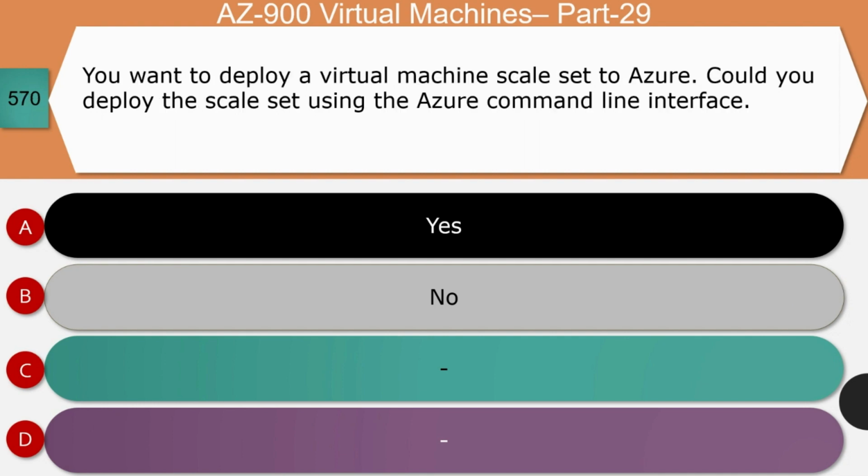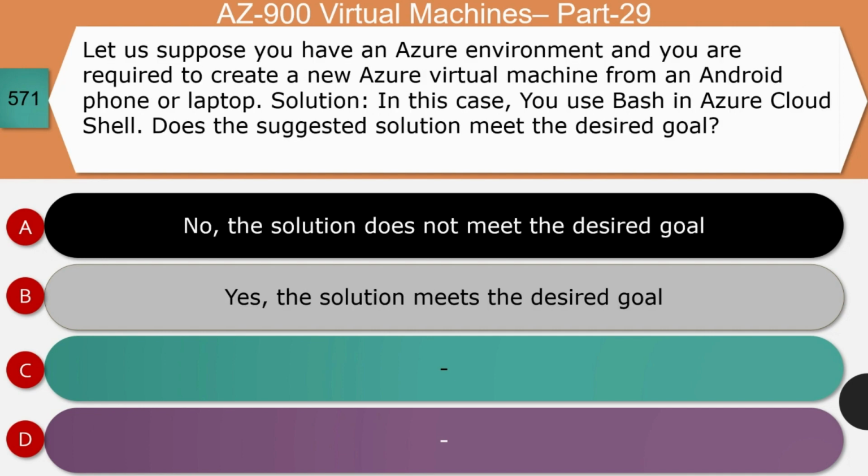Next question, you want to deploy a virtual machine scale set to Azure. Could you deploy the scale set using Azure command line interface, that is CLI? Is it yes or no? The right answer for this question is yes. You can use CLI. Let's see the reason. Azure command line interface, otherwise called CLI, is a set of open source cross platform commands for managing Azure resources from command line. It can be used to create, manage, and delete resources on Azure, as well as other tasks such as scaling and updating resources. And it can be used to deploy a VM scale set to Azure. So option A is the right answer.